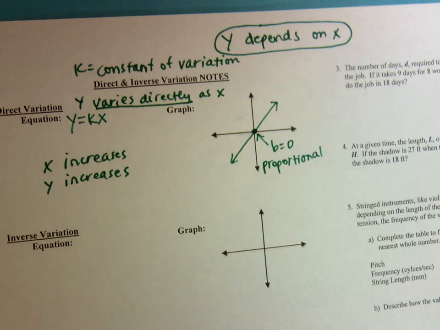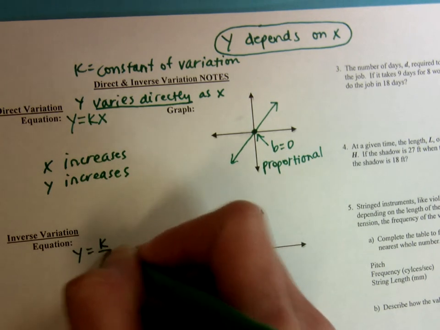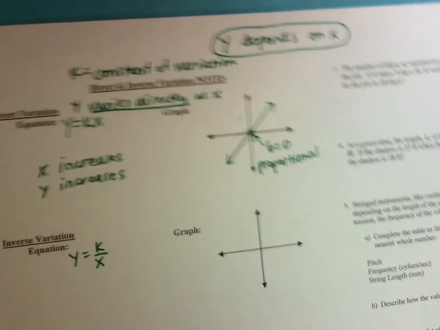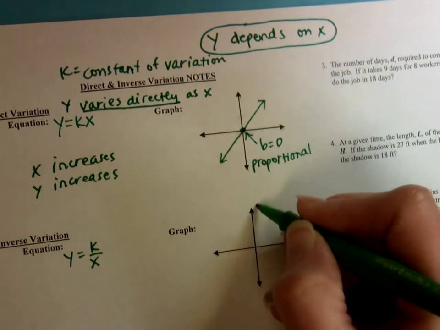All right, now let's look at inverse variation. What is the equation for inverse variation? Y equals k over x. Y equals k divided by x. Your graph is different with this one. What does it kind of look like?